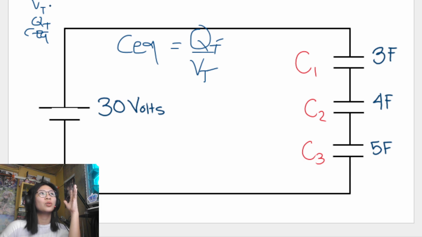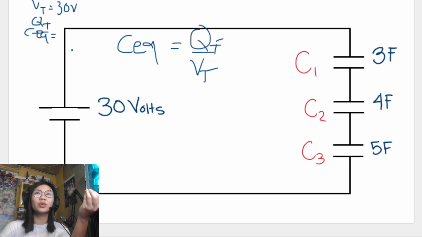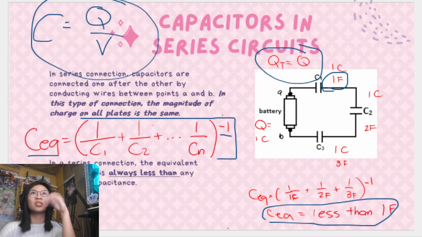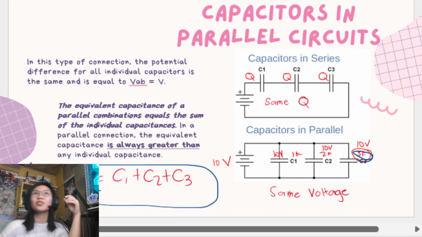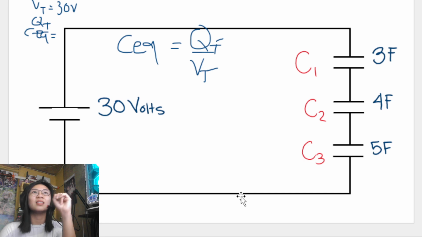Okay? So your VT here is already given, 30 volts. Now your CEQ can be solved depende sa circuit. Kung series siya, mao siya tong 1 over C1 plus 1 over C2 raised to negative 1. That is for series. But if parallel siya, you just have to add them all. So looking at this one, these are series. They are after one another. This is a series connection.